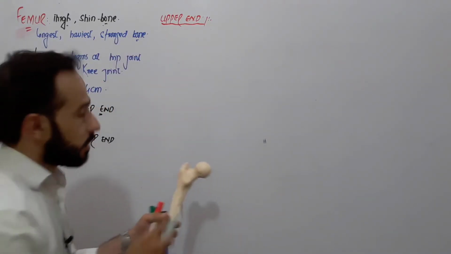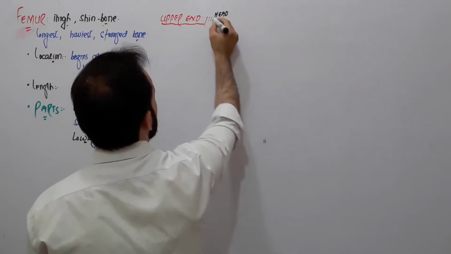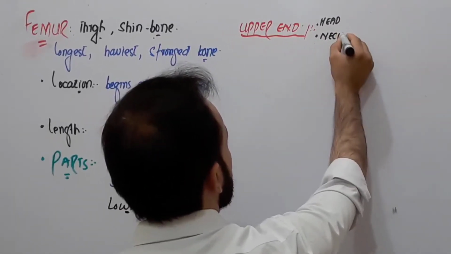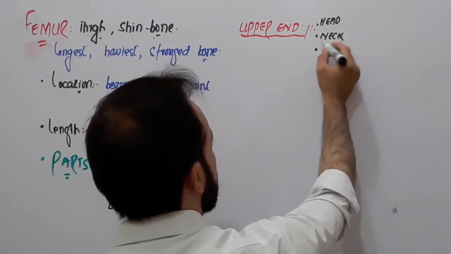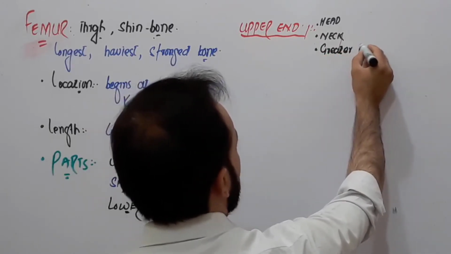Let's write it there. The upper end has a head, then it has a neck, then it has a greater trochanter.